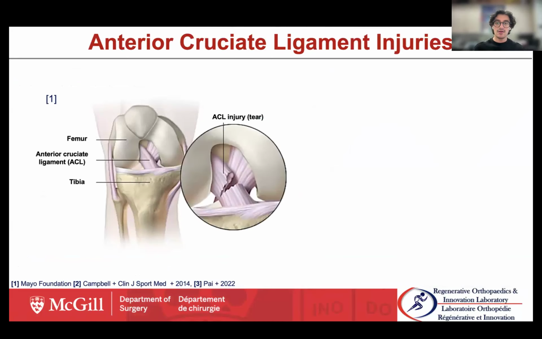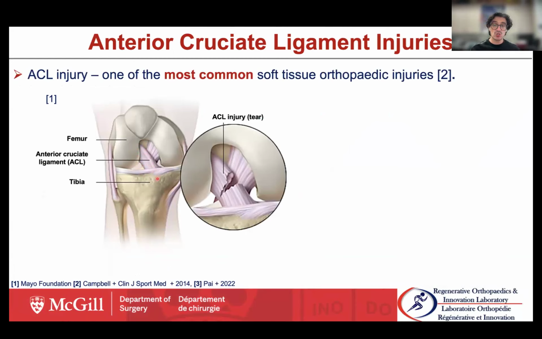So I'll start by introducing the anterior cruciate ligament. The anterior cruciate ligament is this ligament seen here. It's one of many soft tissue components of the knee joint, and it's key to the stability of the knee joints and ensuring the stable movement of that knee joint within the normal range of motion. And ACL injuries are some of the most common soft tissue orthopedic injuries.